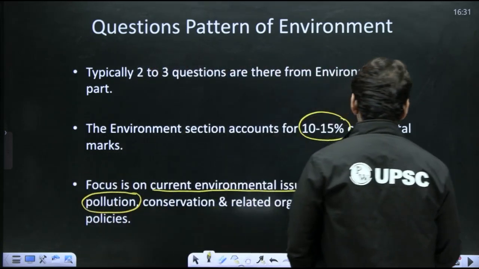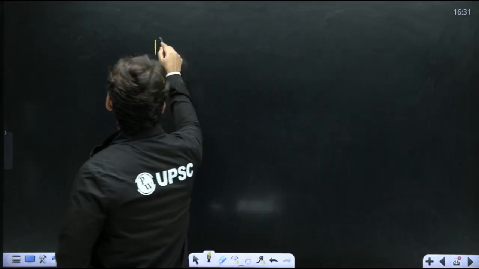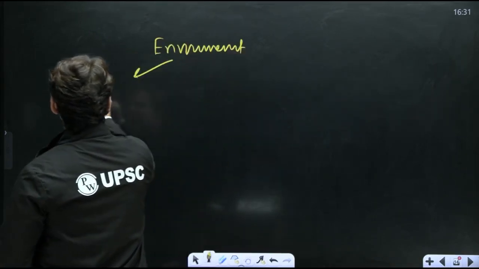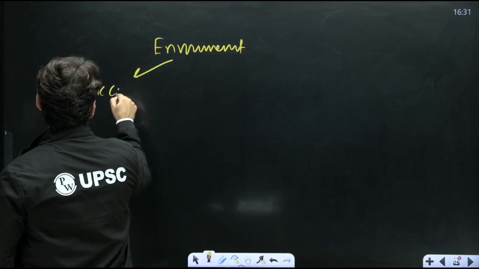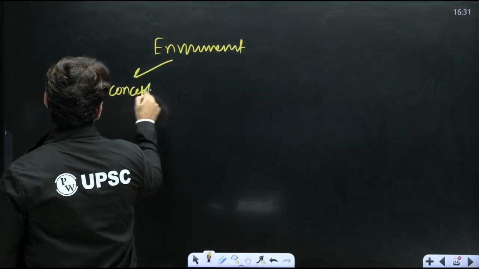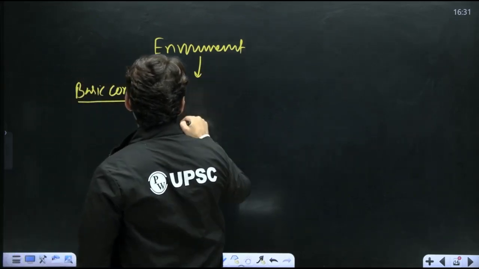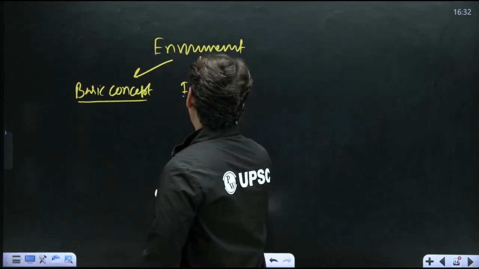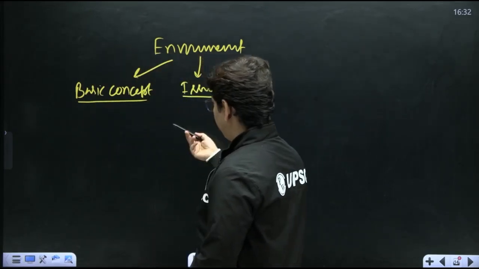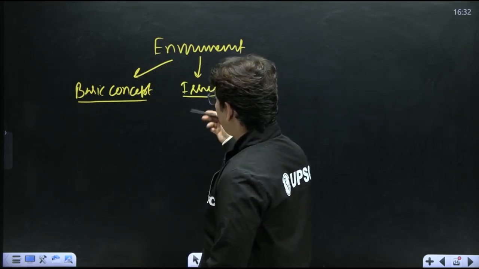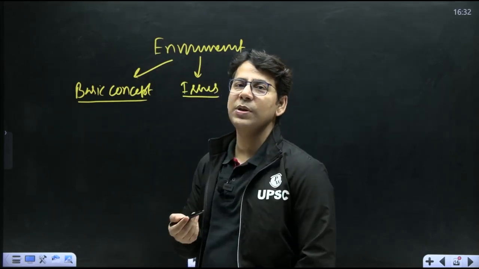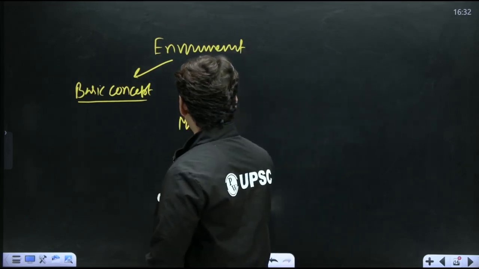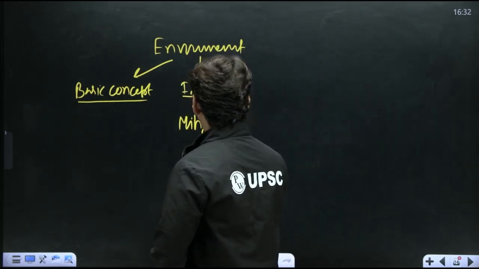So if we look into the environment section, then one is basic concept, right? That is one thing. The second one is that we look into the issues. Once we understand the issue, how can the issue be solved? What is the mitigation principle for it? So mitigation and way forward.